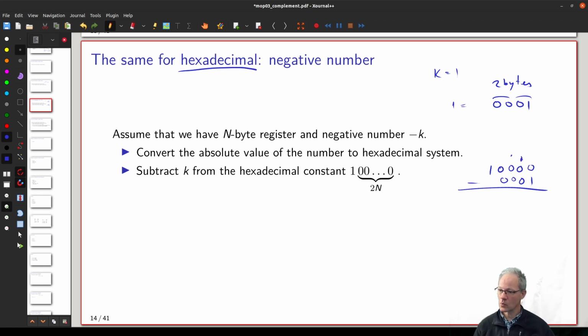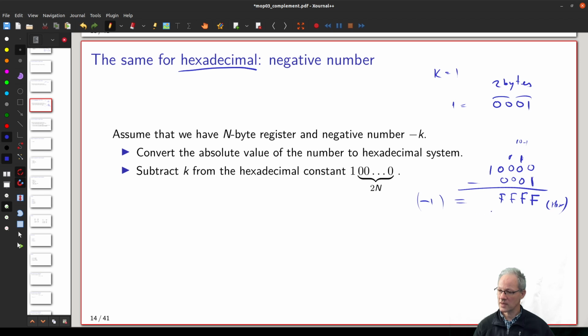So therefore, when we borrow 1 here, and we try to subtract from, let's say, the 10, then the result is not going to be 1, the result is going to be F, because F plus 1 is going to be 10. By the same token, here again, if we need to borrow 1 and calculate 10 minus 1, the result is going to be F. And it's going to be F here, and F here. So minus 1 is equal to FFFF in hex. Okay?